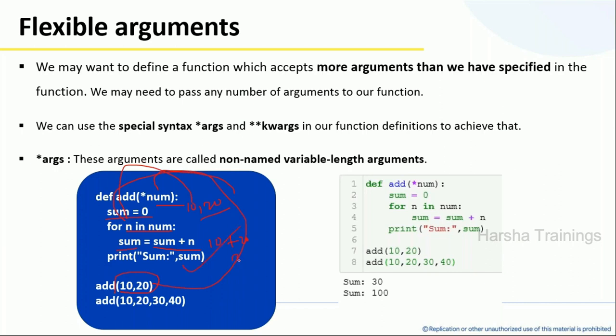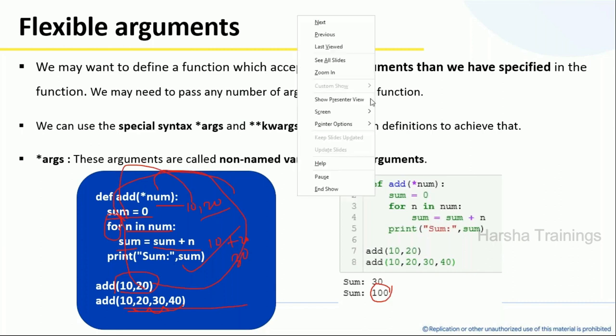Print sum as 30. Now, if I pass 4 arguments, the for loop will execute 4 times, once for each argument. 10 plus 20, 20 plus 30, 30 plus 40 will be done. It will be 100. Okay, got it?